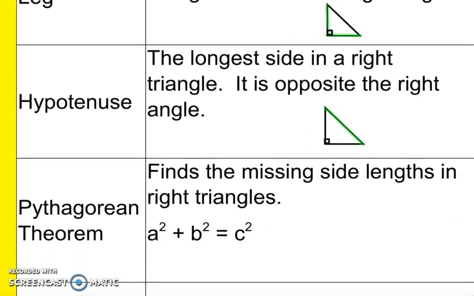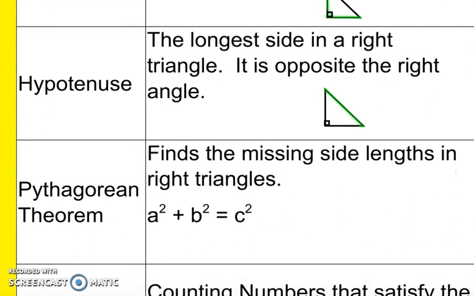Then we are going to learn the Pythagorean theorem, and this probably doesn't even make sense to you right now, but Pythagorean theorem is basically used to find a missing side on a right triangle. Okay, and so we are going to use this formula in order to find that missing side. And we're going to learn about that formula in just a moment.